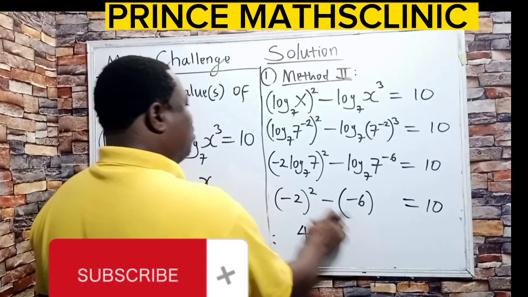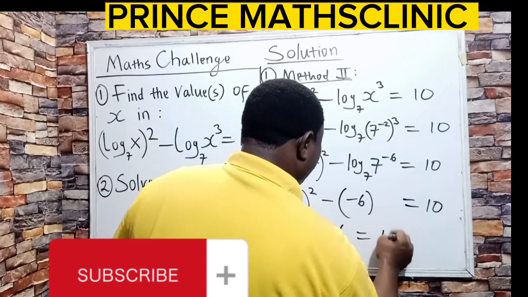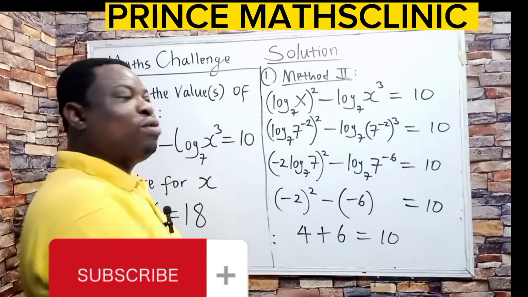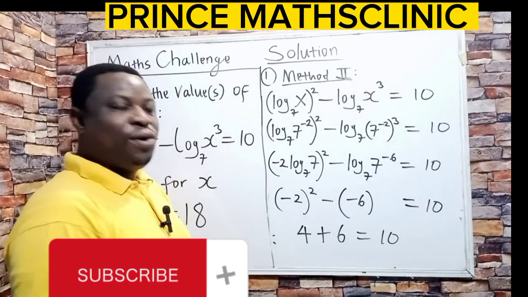So let me take out that one. Minus times minus is plus. So 4 plus 6 gives us what? 10. So it means that my left hand side is equal to my right hand side. So it means our values are correct.